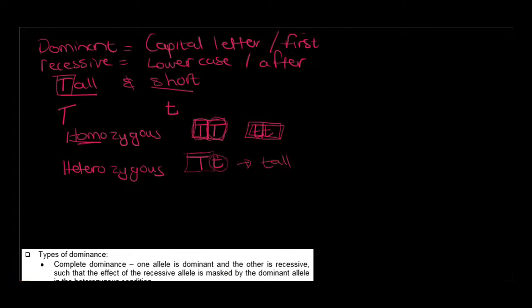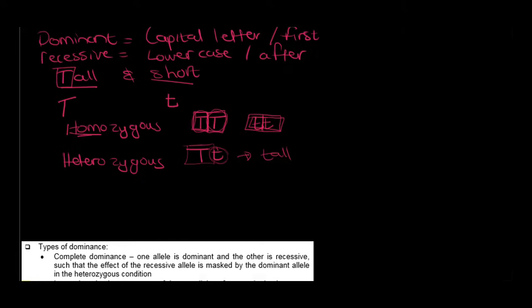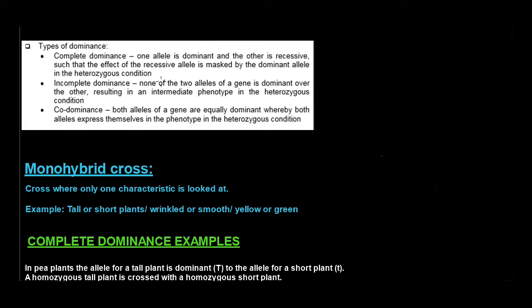Those things are very important when we go into these crosses. Before we go into those crosses, we need to look at the types of dominance that occur. Complete dominance is basically what we've been looking at the whole time. It is when one allele is dominant and the other is recessive, such that the effect of the recessive allele is masked by the dominant allele in the heterozygous condition. Then incomplete dominance: none of the two alleles of a gene is dominant over the other, resulting in an intermediate phenotype in the heterozygous condition.